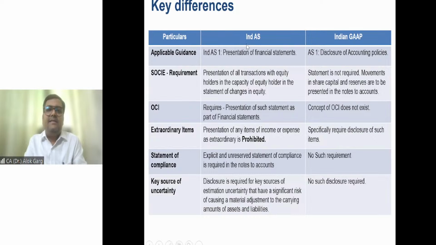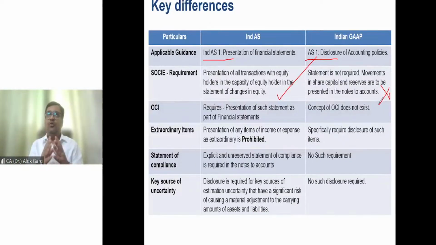In Ind AS, the guidance is Ind AS 1. In IGAP, it is AS 1. So see, a statement of changes in equity is required in Ind AS, but it is not required in IGAP as a separate component, although in the notes to accounts, it is required to be given. OCI is a new item. It is not there in IGAP. Extraordinary item is specially required in IGAP, but it is not required in Ind AS. A statement of compliance is required in Ind AS. It is not there in IGAP.